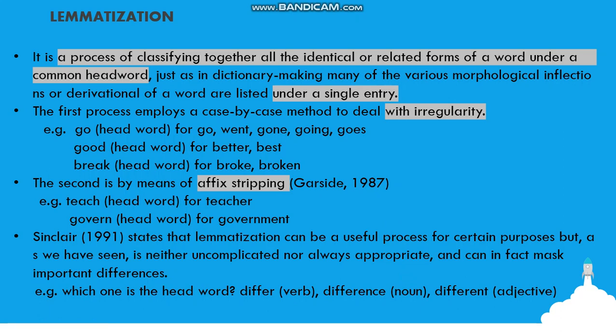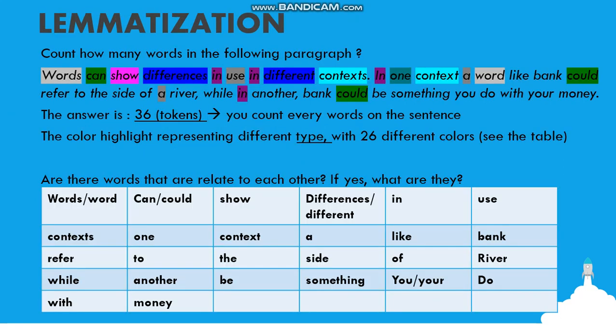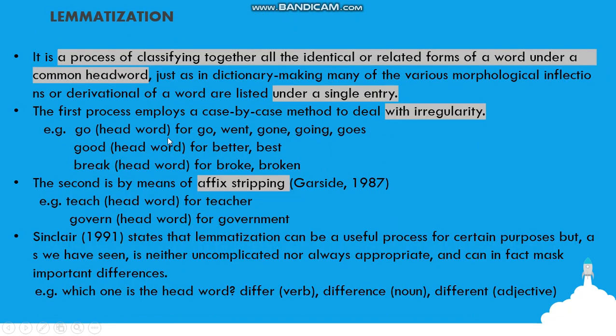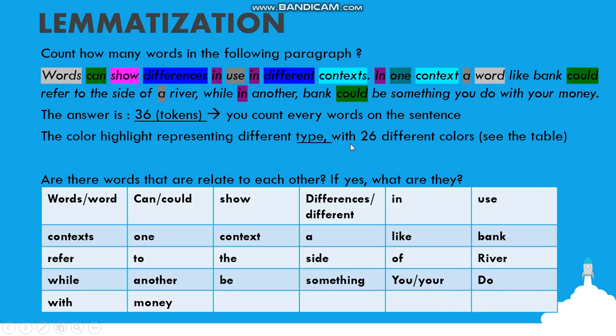How to answer that one is that we are going to deal with two things, what are called tokens and types. If, for example, you are classifying using the first process, irregularity, you are only going to go with the first.